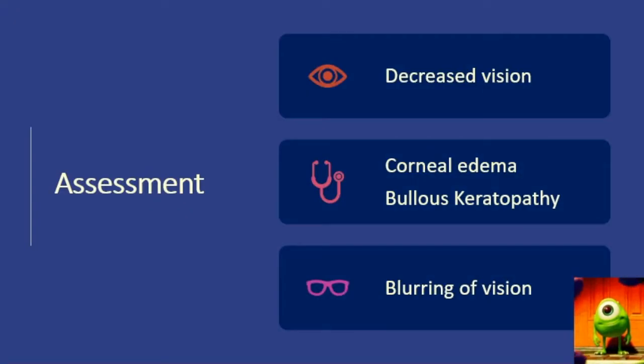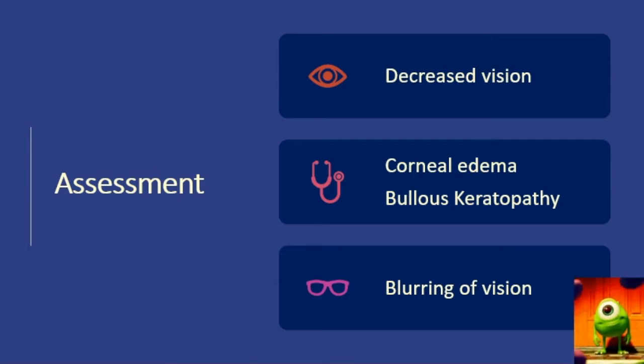So, what are the signs and symptoms for this patient? Your patient would have decreased vision. Of course, the cornea is having dystrophy, and the cornea is supposed to be the clear part of your eye. Because of that, there will be decreased vision. There is corneal edema, and your patient would manifest with bullous keratopathy. When I say keratopathy, there is formation of blisters. Later on, these blisters would become painful and cause discomfort once they rupture. And there will also be blurring of vision.